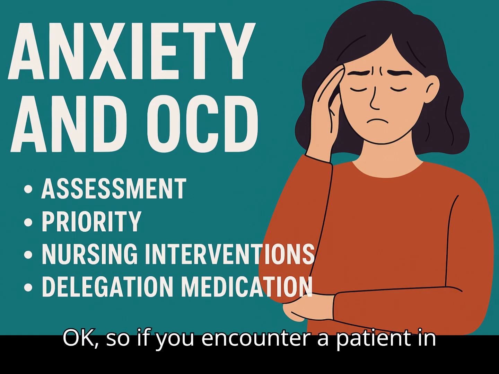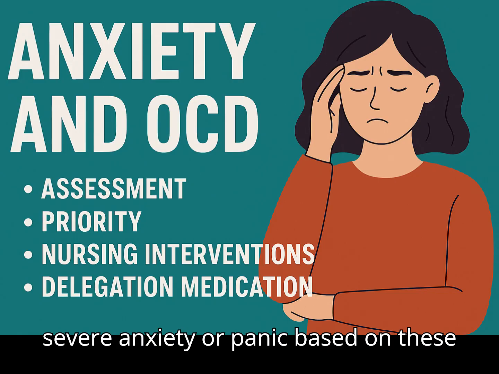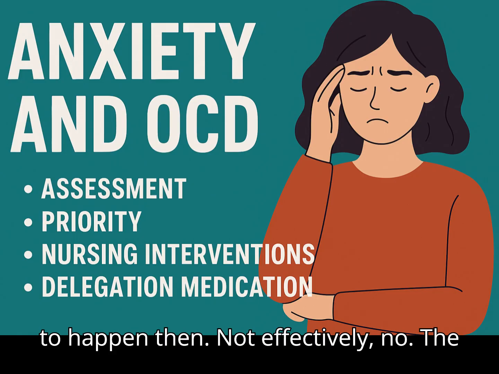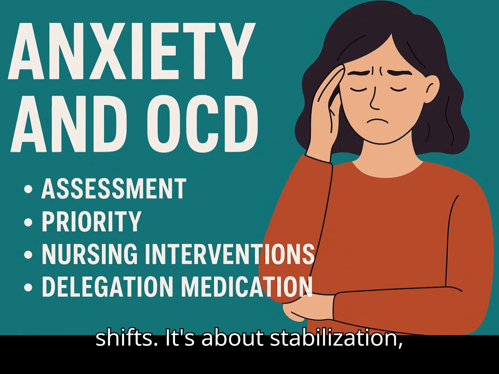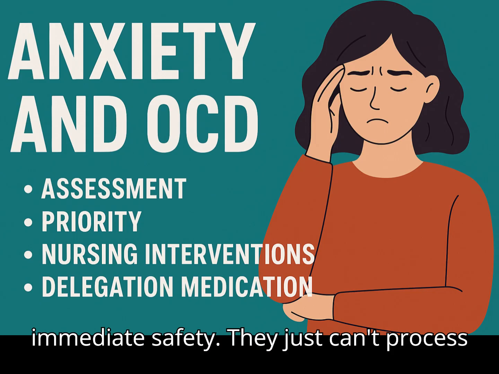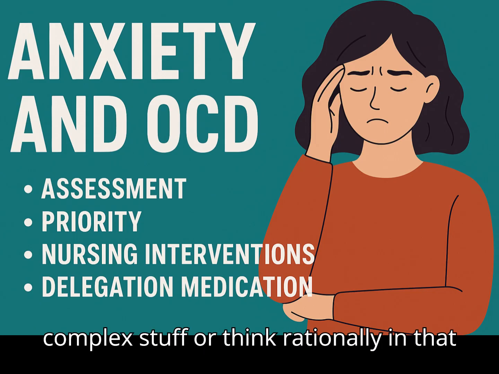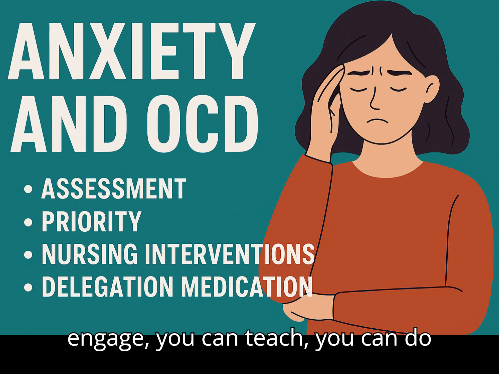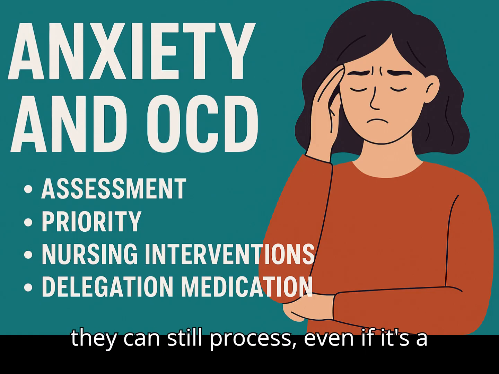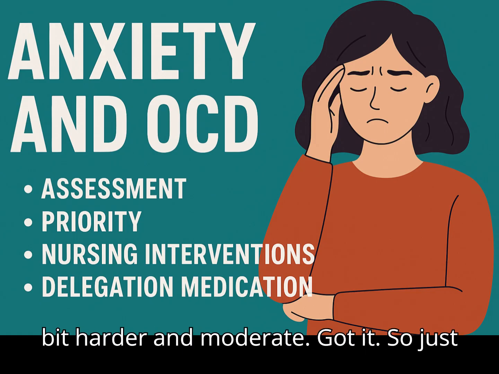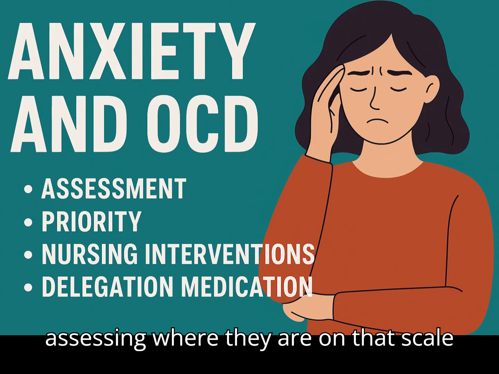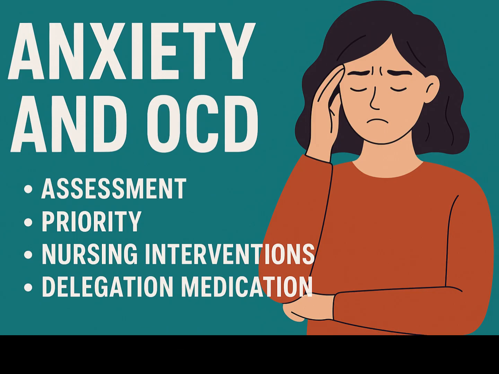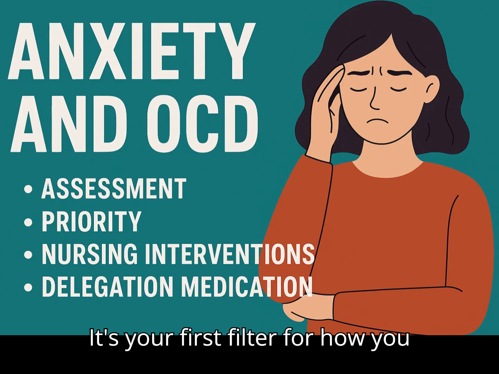Okay, so if you encounter a patient in severe anxiety or panic, based on these descriptions, teaching is just not going to happen then. Not effectively, no. The guide implies your absolute priority shifts. It's about stabilization, immediate safety. They just can't process complex stuff or think rationally in that state. But with mild or moderate anxiety, the guide suggests you can still engage, you can teach, you can do collaborative problem solving because they can still process, even if it's a bit harder in moderate. Got it. So just assessing where they are on that scale immediately tells you what's possible, what needs to happen first, safety first, especially in severe panic. Precisely. It's your first filter for how you approach things.